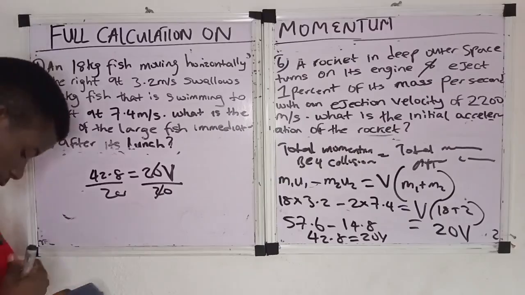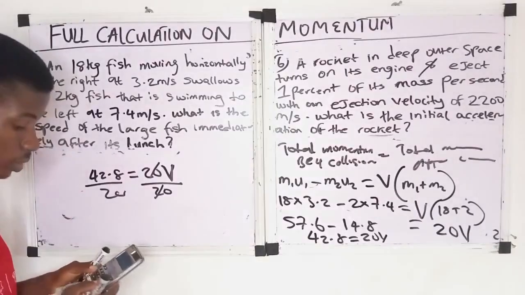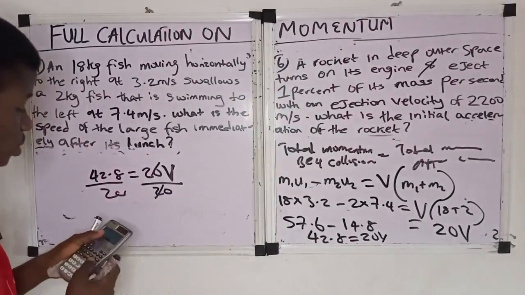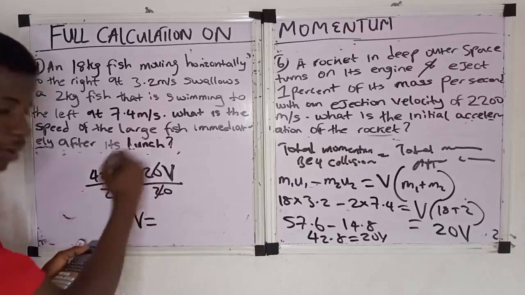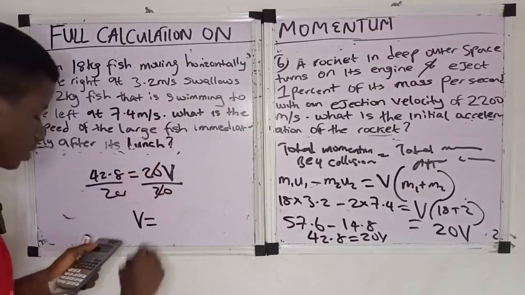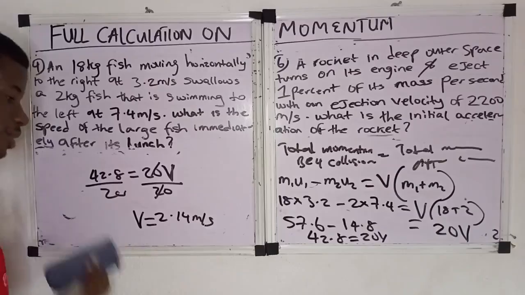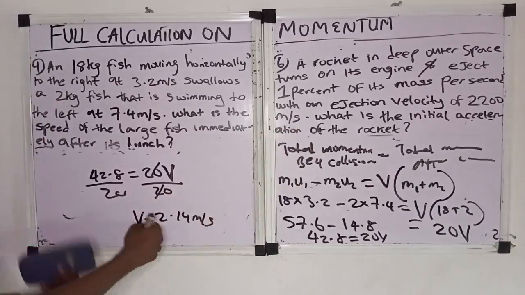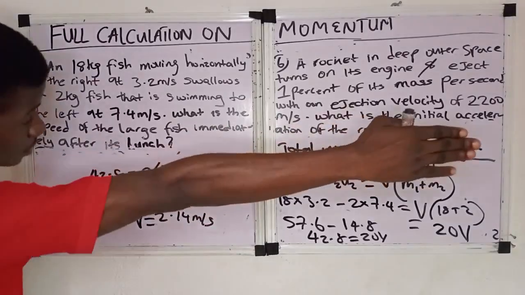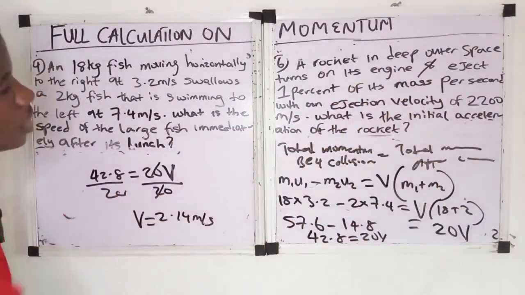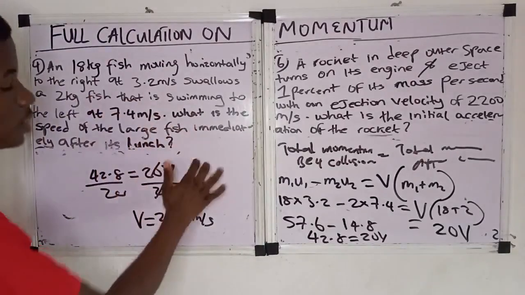42.8 divided by 20 is 2.14. So the final velocity of the bigger fish, the final velocity of everything, is now 2.14 meters per second towards the right. Remember, if you don't see a minus, it means it is plus, and plus means we're going in the right direction, which is the positive x axis. That is all for this question.